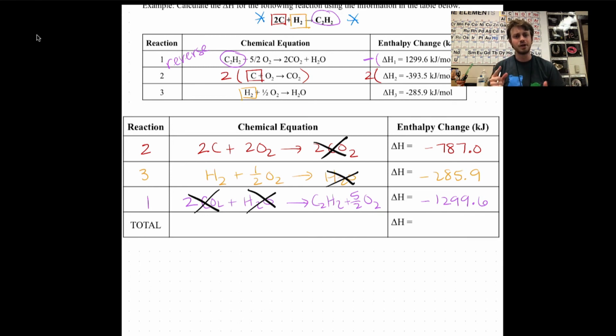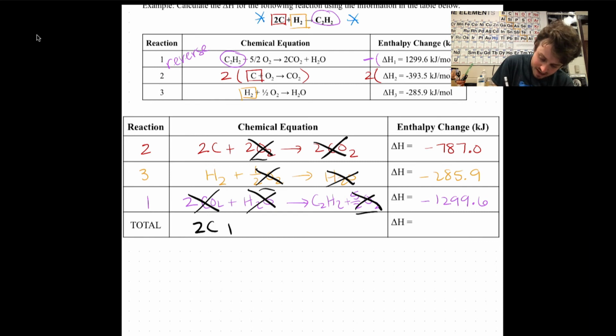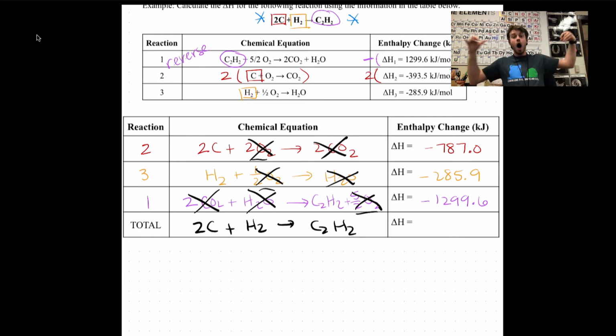And then this one might be a little bit weird, but I have 2.5, right? There's 2 and there's a half. So 2.5 oxygens on the reactant side, and I have 2.5 oxygens on the product side. So oxygens also cancel out. In the end, that leaves me with 2C plus H2 yields C2H2. Oh, that is what we wanted, right? So that means that I can go ahead and move forward with adding my delta H values together.